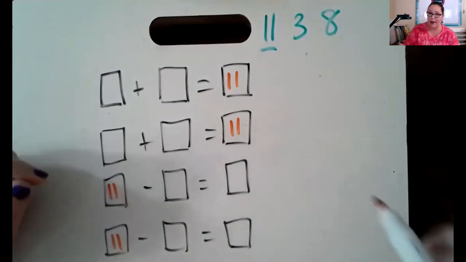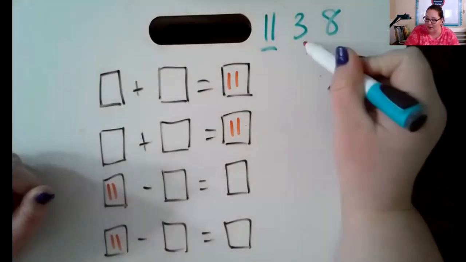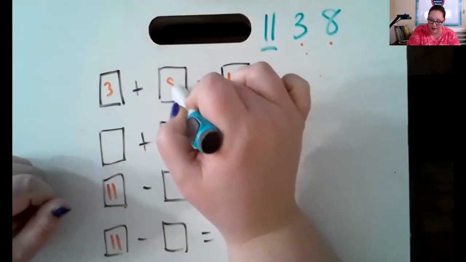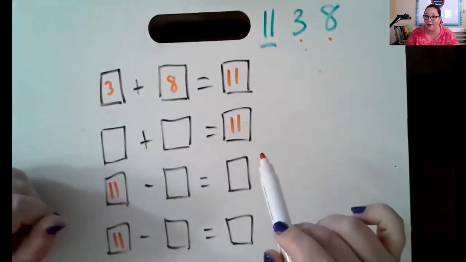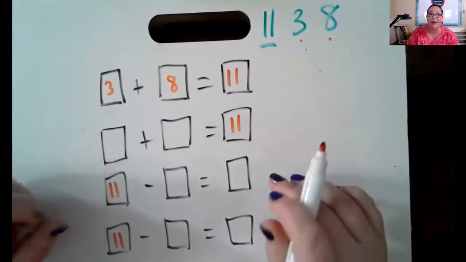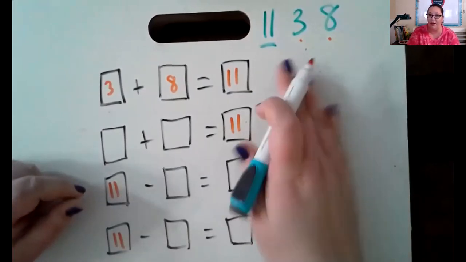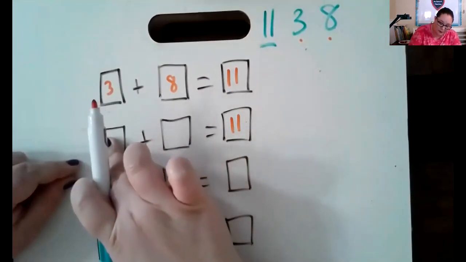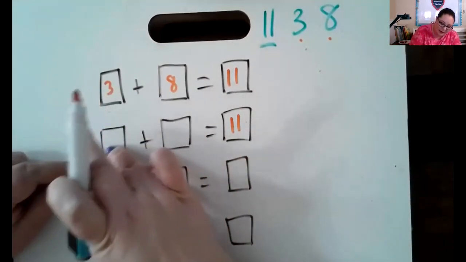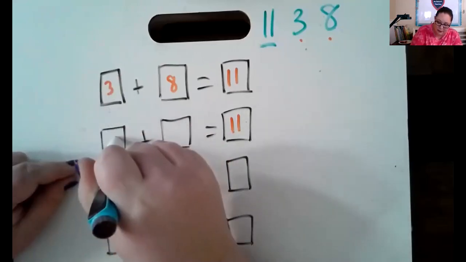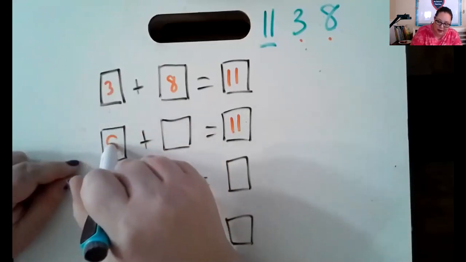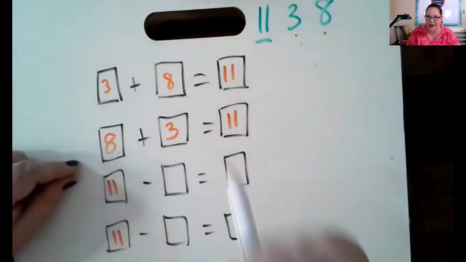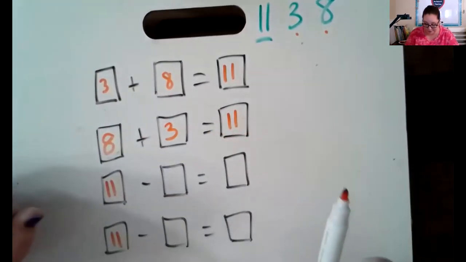Okay. And the easiest thing to do is to drop these two numbers down. 3 plus 8 equals 11. And now, because of that commutative property, we're going to flip those around. 8. Oh, that was a messy 8. Make a capital S and close it. There we go. 8 plus 3 equals 11.